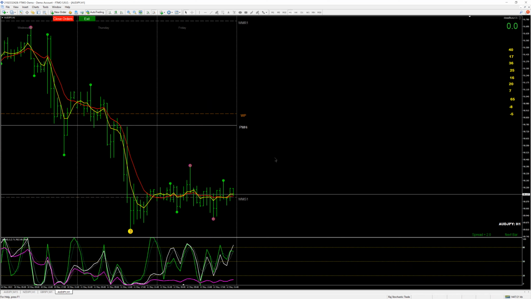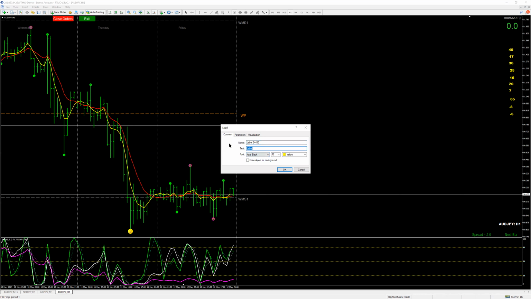So if we calculate this, we have 57, 93, 118, 134, 154, 161, 226 minus 13, 213 pips for the week. So that's 213 on a single lot, right?